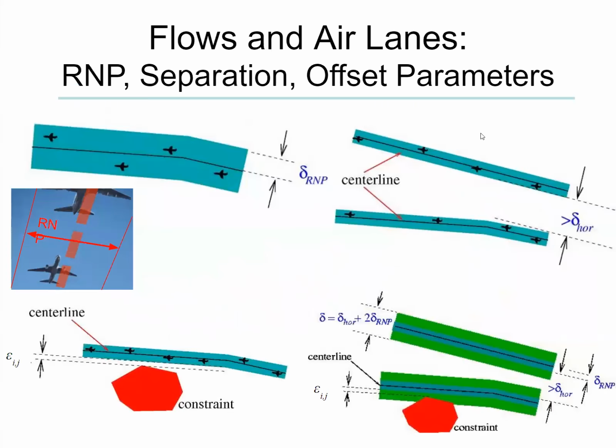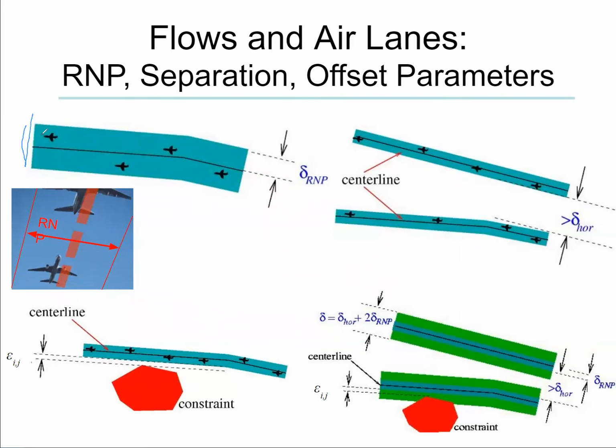The flow is measured in the number of air lanes that you can route through. An air lane is modeled by a thick path. There is some central line of the path, and then the path has some thickness, and this thickness represents something called the required navigation performance, or RNP. So RNP is the parameter.